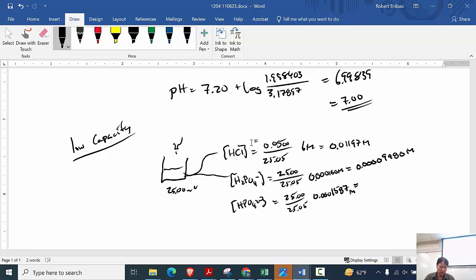And so 25 divided by 25.05 times 0.001587 is going to give me 0.001583, sorry, 0.0015838. So it went down. It went from 0.001587 to 0.001584, roughly 0.0015838.